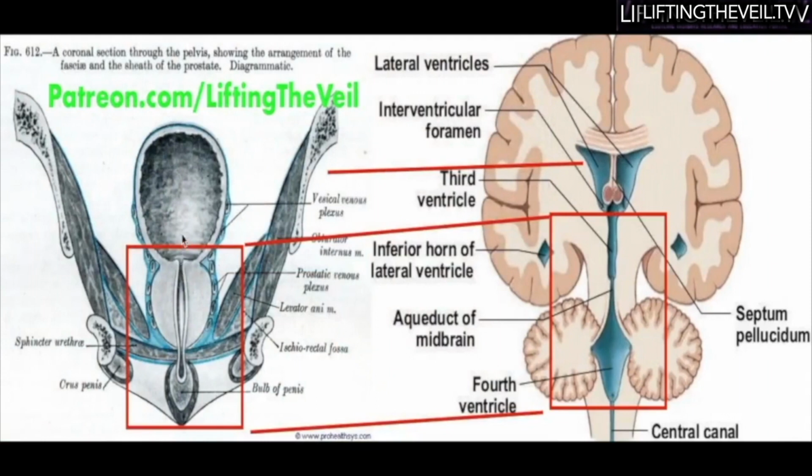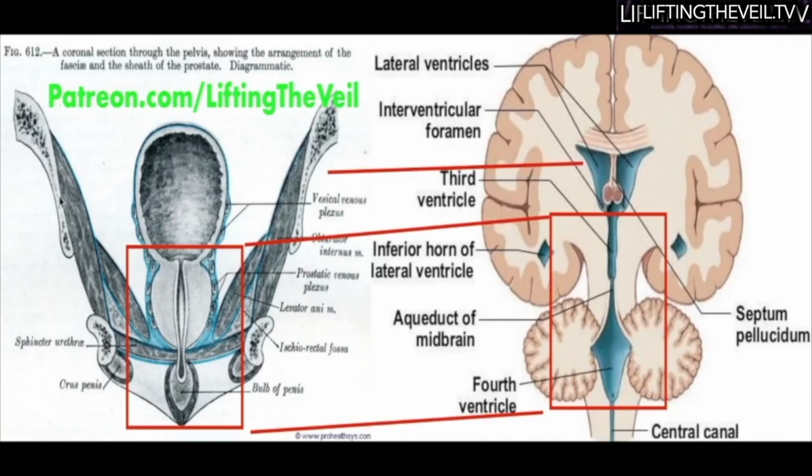As we're seeing here, we have the cross-section of the prostate and the fascia of the prostate and the sheath of the prostate, which penetrates down into the bulb of the penis, just as the septum pellucidum and the third ventricle penetrates down into the fourth ventricle, directly penetrates the bilateral symmetry. And you can see sort of the butterfly wing-shaped pattern of the lateral ventricles, as I've covered in the previous 2.5-hour presentation of the monarch butterfly within the human brain.